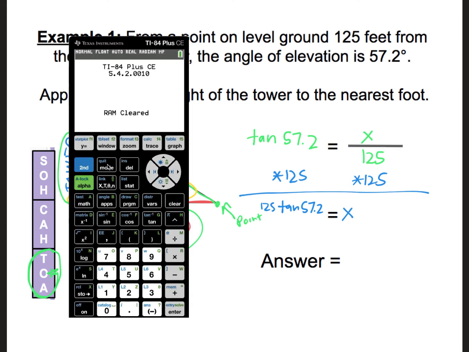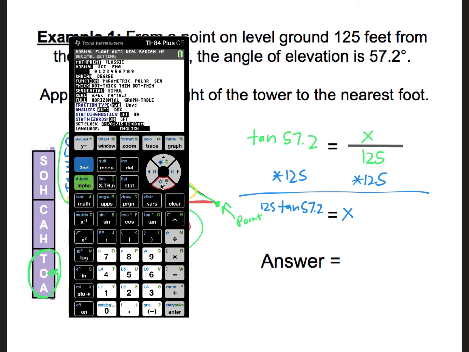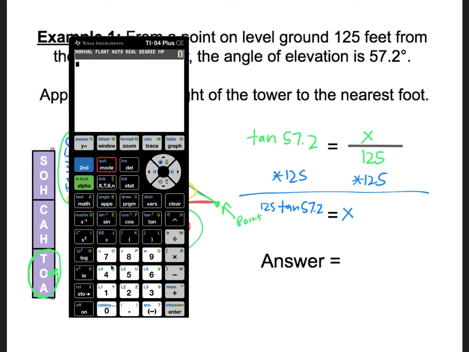All right, we're going to talk about how to type it into our calculator. So the first thing we have to do is check our mode. So click mode, scroll down to where it says radians, make sure it says degrees instead, and then do second quit. Then you're going to type in 125 tangent of 57.2. You can close your parenthesis if you want, but you don't have to. Hit enter.